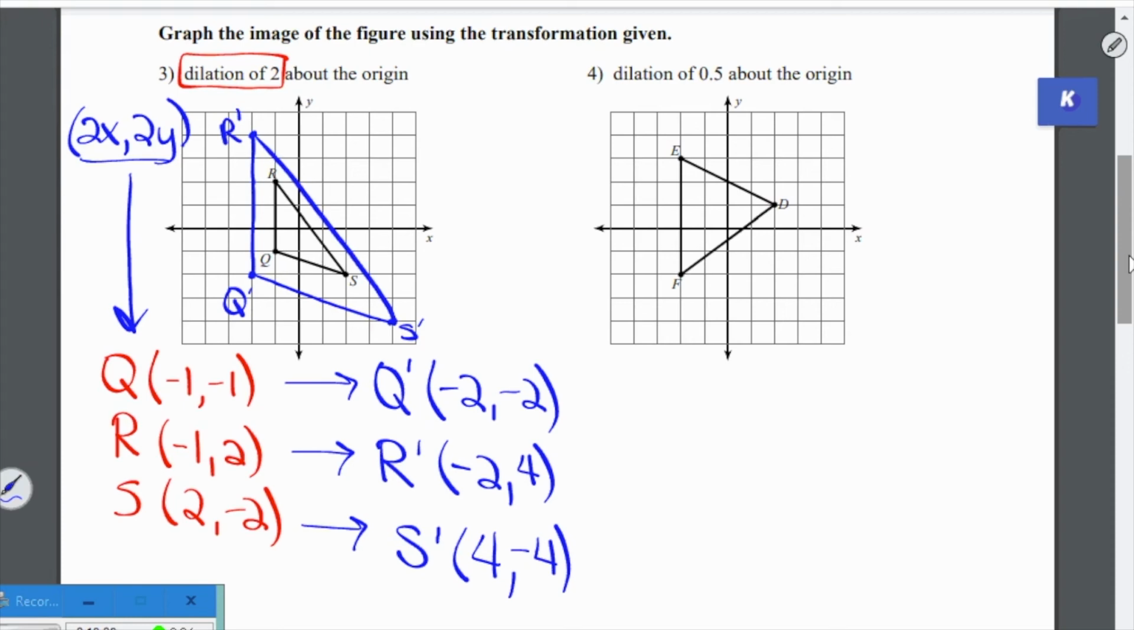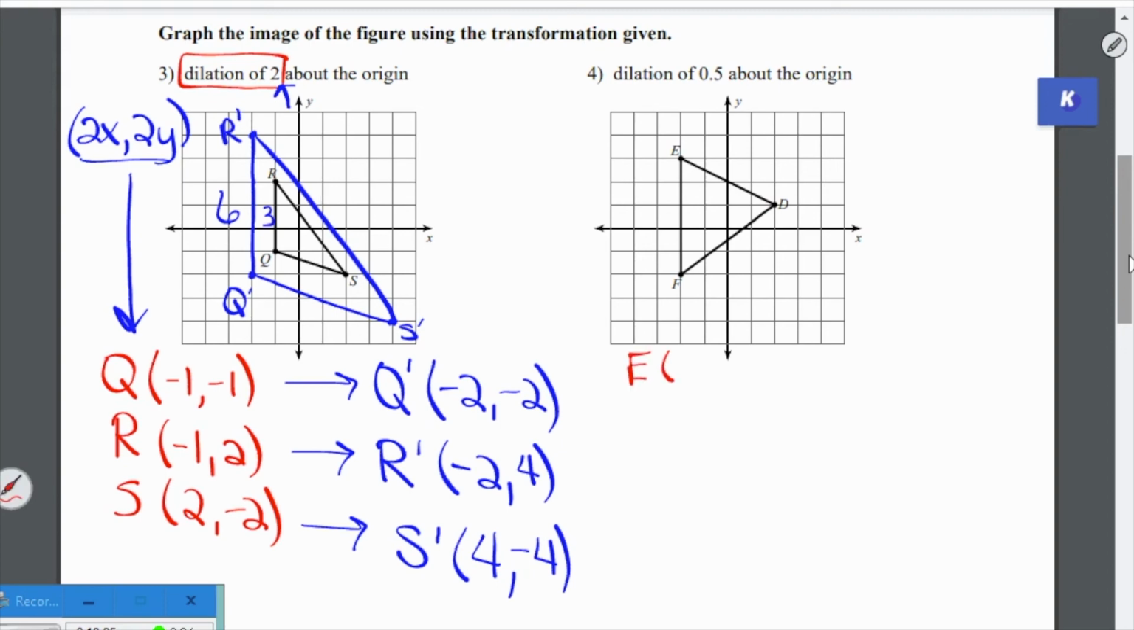Okay. And again, let's look at my QR. My side QR is 3, and my side Q prime R prime should be 6. And that makes sense because it should be twice as big. The sides should be twice as big. All right, let's do this next one. This time we're going to get smaller.